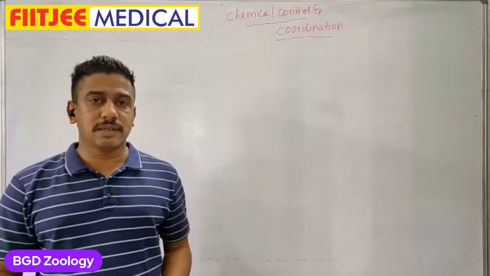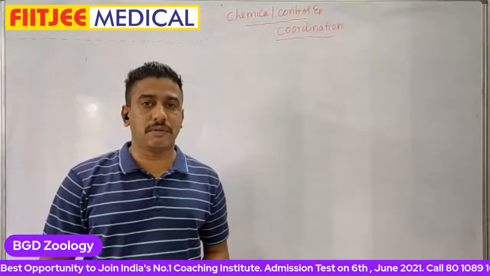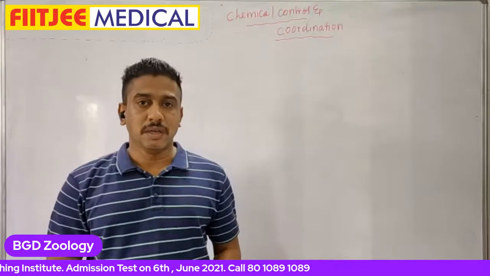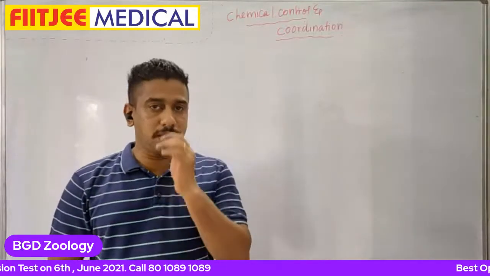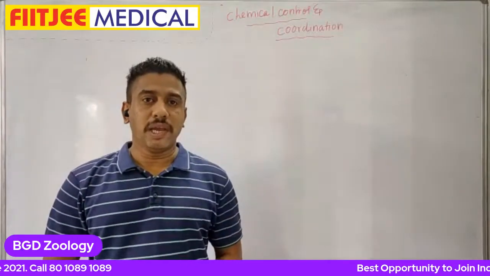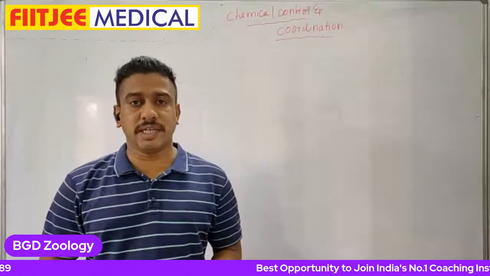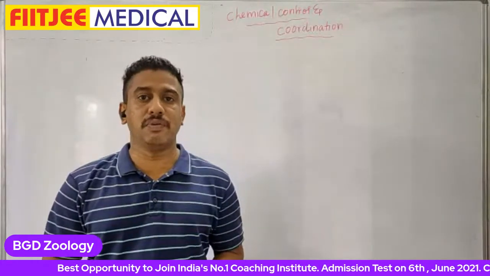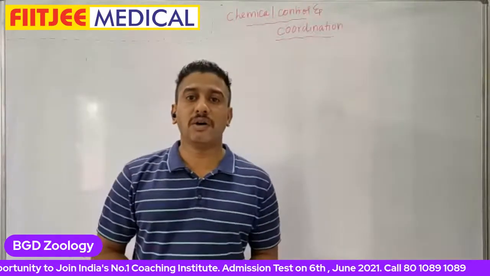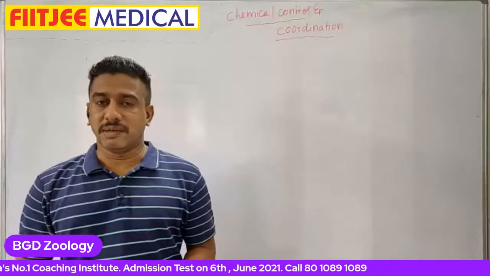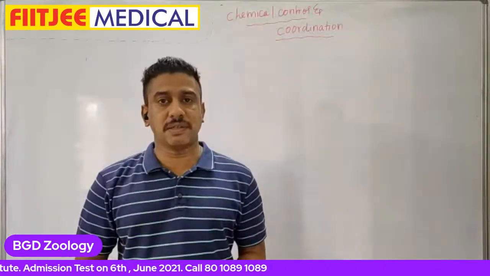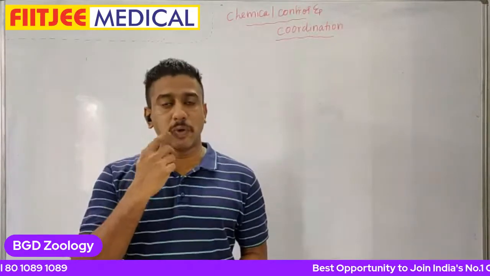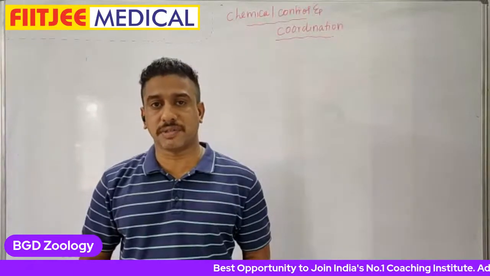In today's class, we are discussing the last chapter of the 11th standard, that is chemical control and coordination. In the previous chapter, neural control and coordination, we have seen, and I already said, that the neural system and the chemical coordination system work together to bring homeostasis. In the previous class, we discussed the neural system in great detail. In today's class, we will go with this chemical coordinatory system.